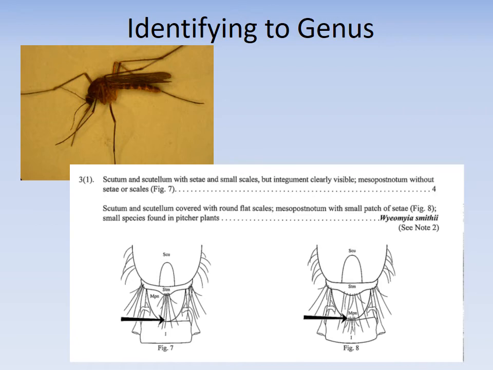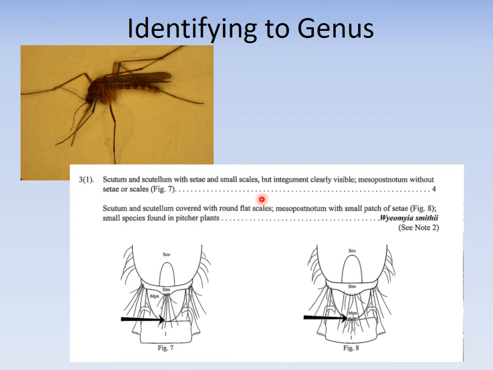So the scutum and scutellum with narrow and small scales versus the scutum and scutellum covered in round flat scales. And hopefully I have a picture of what that looks like. Sorry, grabbing my mouse. And so that's looking at this first portion versus this portion.